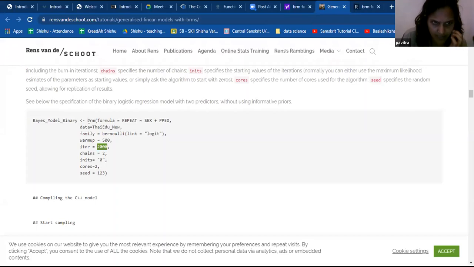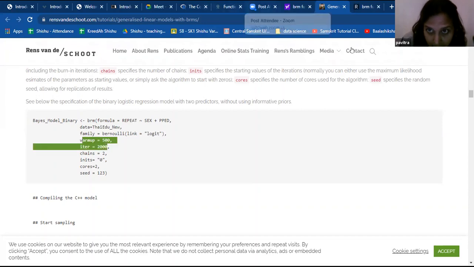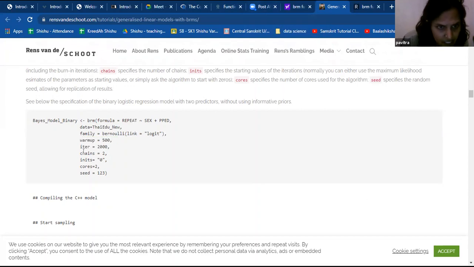So apparently the iterations, so this is your brm function from the package brms. And this is your formula, which we have set. We know what the data is. I'm guessing that it defaults to the logit model. But having said that, the warm-up and the iterations are defined as 500 and 2,000. I'm wondering if yours had specified the chains was 4 as per your model, and I don't know if that's something that was set in your model.